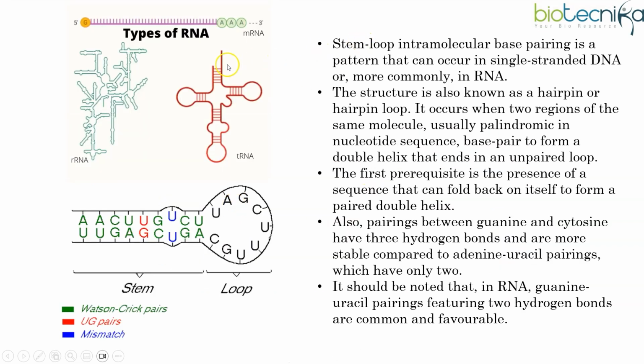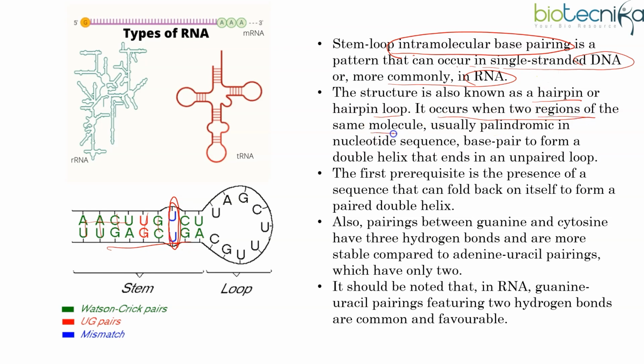First of all, we know RNA. This is our mRNA, our rRNA, and our tRNA. In these you can see stem loop. It is nothing but intramolecular base pairing, right? It is a pattern that occurs in single-stranded DNA, or more commonly it can be found in RNA also. The structure is known as hairpin or hairpin loop, where you can see some base pairing is there. You can have some bases which will not pair up. It's not necessary that all will pair up together, but maximum pairing should be there.